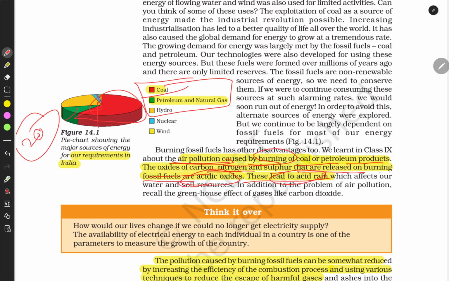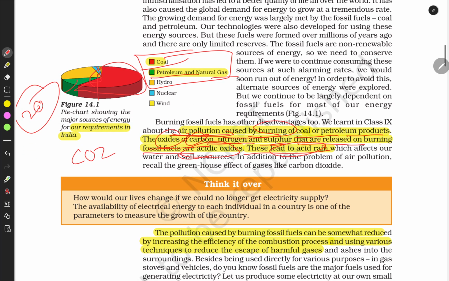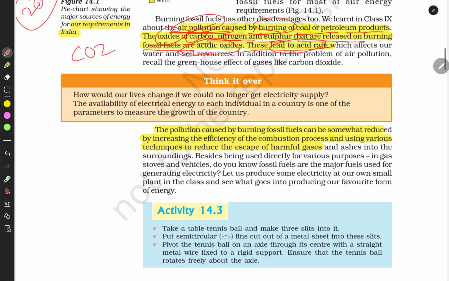So burning of these fossil fuels, particularly here we're talking about coal and petroleum gas, produces oxides of carbon, meaning carbon dioxide, and nitrogen oxide and sulfur oxide, which cause air pollution. Also, the pollution caused by burning fossil fuels can be somewhat reduced by increasing the efficiency of the combustion process, and using newer technology to reduce the escape of harmful gases.